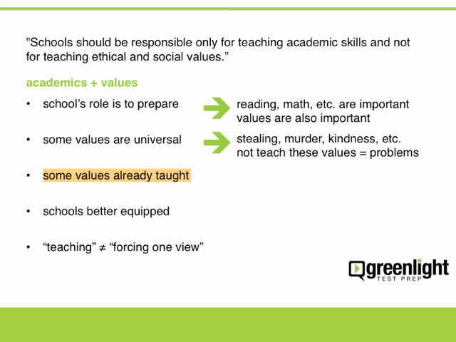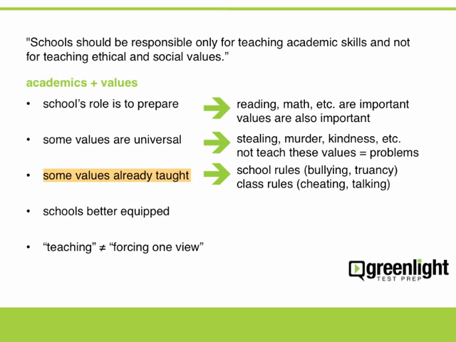For the point that says some values are already taught in schools, we might note that schools already have rules for general student conduct, and most classrooms have rules as well. Then we might discuss how those rules are related to certain values, so even if these values are not explicitly discussed, they are implicitly enforced and as such are already being taught indirectly. We might even add that since these values are already taught indirectly, why not teach them directly?